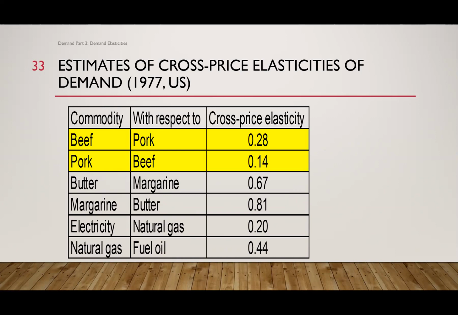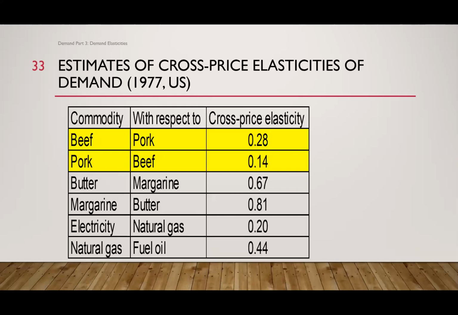All right. The second row, however, tells you whether or not pork is a substitute for or a complement for beef. So the numerator in the cross price elasticity of demand would be the percentage change in quantity demanded of pork, and the denominator would be the percentage change in the price of beef. So here is 0.14, so a 10% increase in the price of beef leads to an increase in demand of pork by 1.4%. So notice you have different numbers.